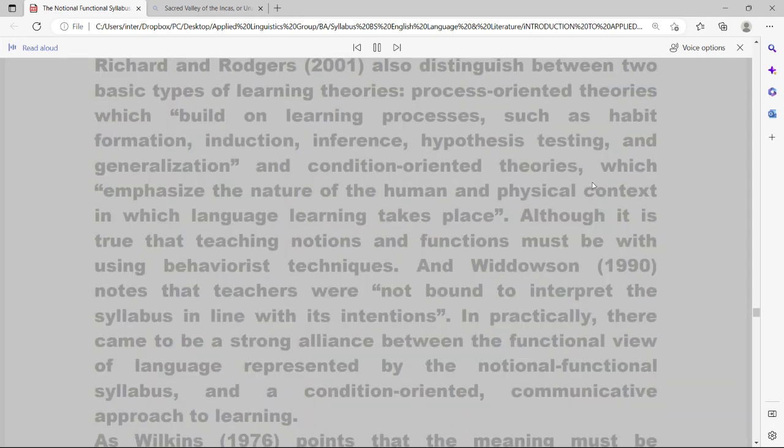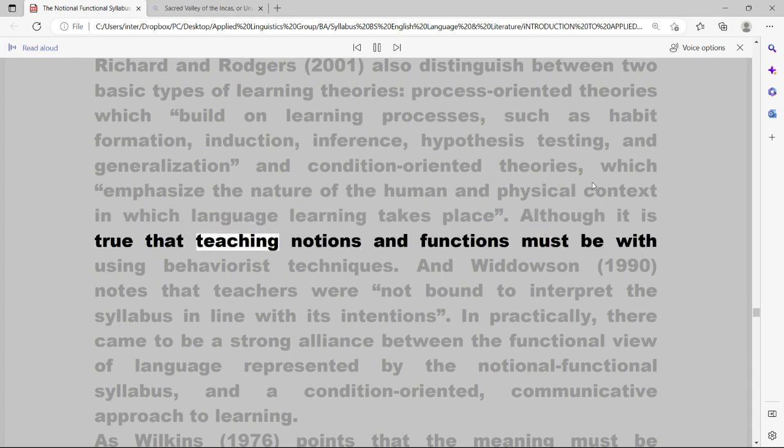Richards and Rogers, 2001, also distinguish between two basic types of learning theories: process-oriented theories which build on learning processes, such as habit formation, induction, inference, hypothesis testing, and generalization, and condition-oriented theories, which emphasize the nature of the human and physical context in which language learning takes place.